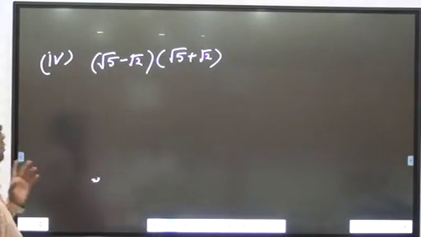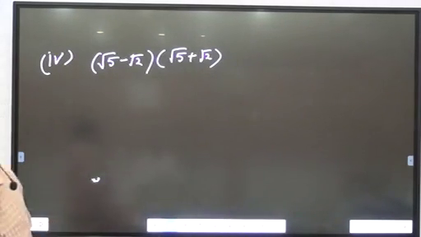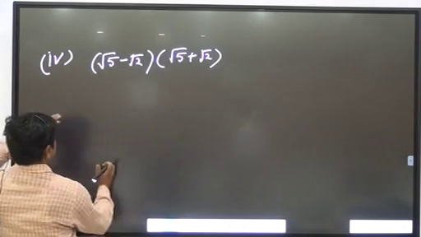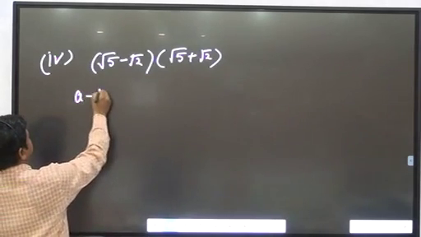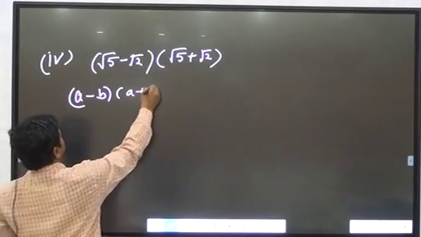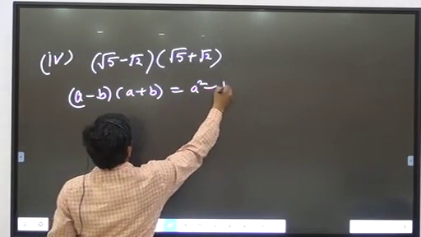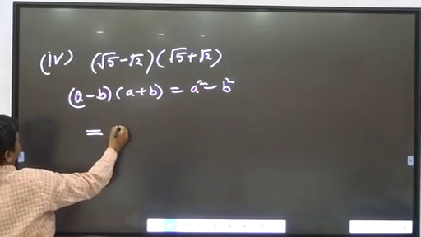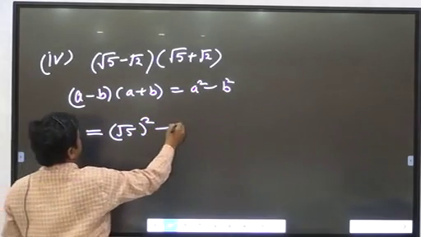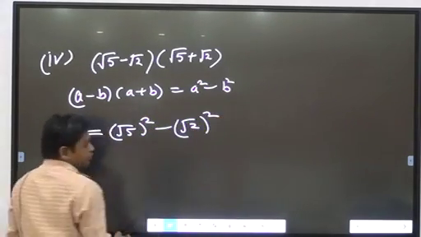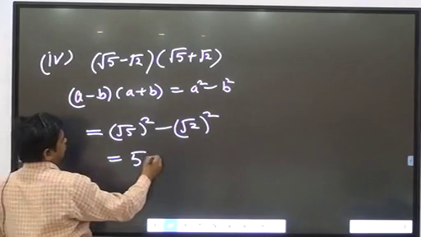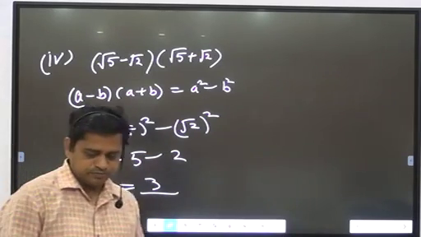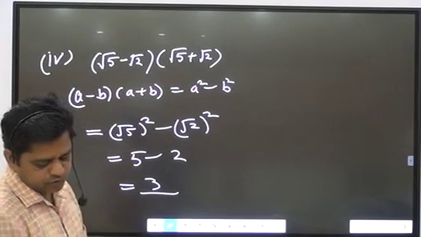Third one, it is under root 5 minus under root 2 and under root 5 plus under root 2, the same form, A minus B and A plus B. So the identity A minus B and A plus B equals A square minus B square. I am using here the same identity, so under root 5 square minus under root 2 square. So the square of under root 5 is 5 and the square of under root 2 is 2. So 3 is the solution of this question. So these are the parts of question 2.